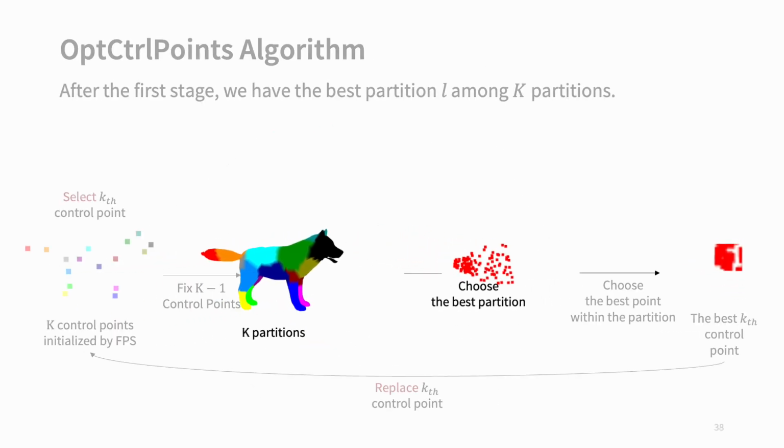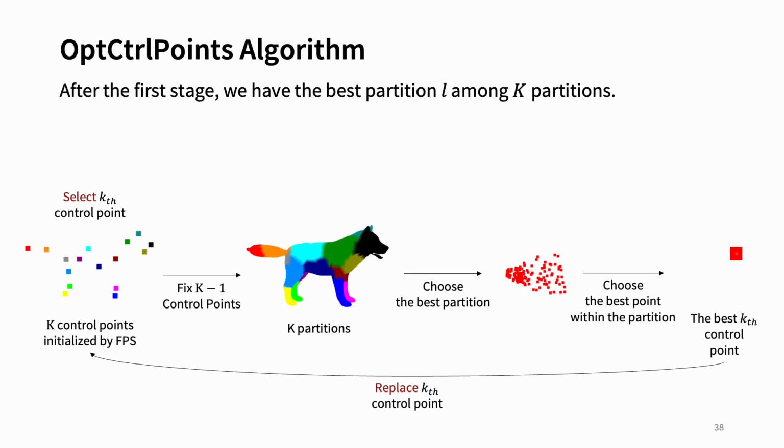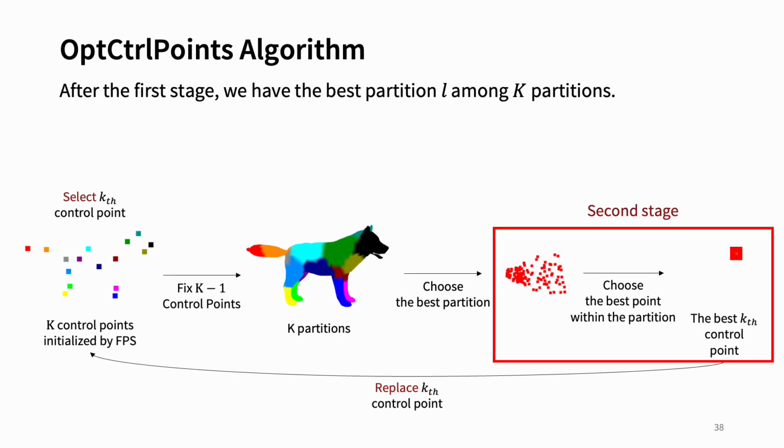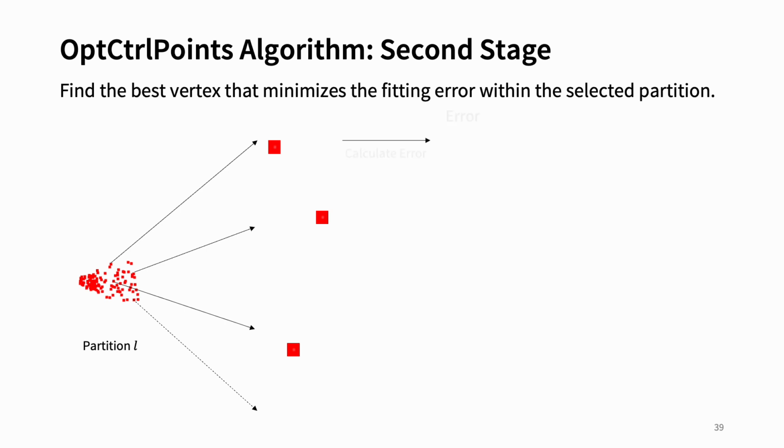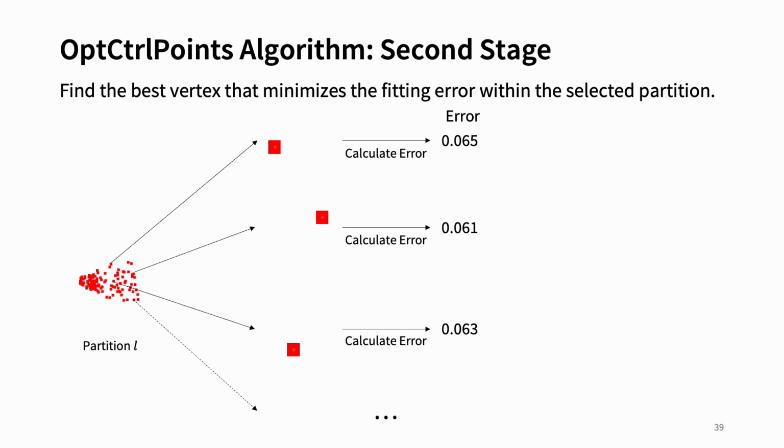After the first stage, we have the best partition L among K partitions. We can find the best kth control point after the second stage. In the second stage, within the selected region L, we find the best vertex similar to the first stage. We calculate the fitting error when substituting the current kth control point and select the one that minimizes the fitting error. The vertex selected during this step becomes the new kth control point for the subsequent iteration.